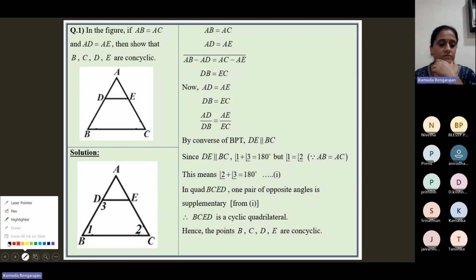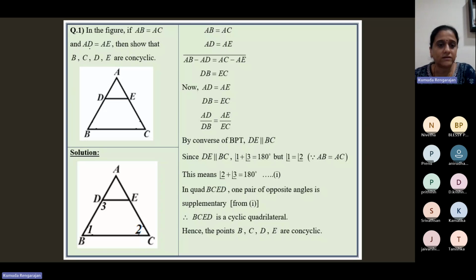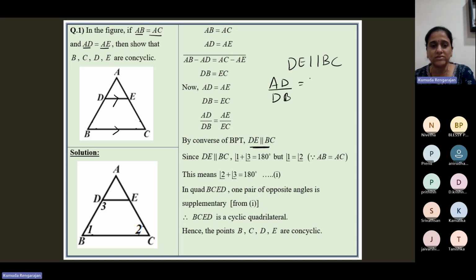So in the first one, we are given that AD equals AE and also AB equals AC. Now, the first thing we have to prove is that these two lines are parallel. How do we prove that DE is parallel to BC? For this, we want the proportion AD by DB equals AE by EC. If you have this proportion, then by the converse of BPT, DE is parallel to BC.